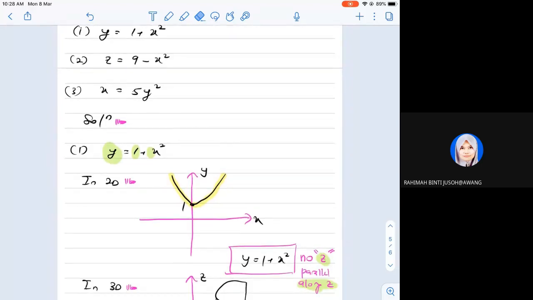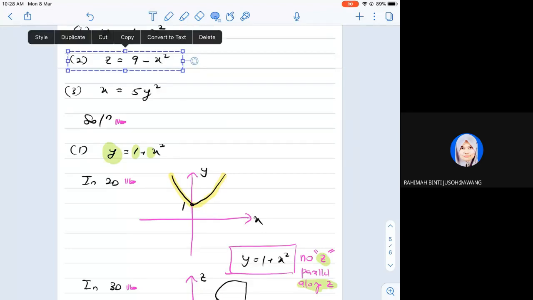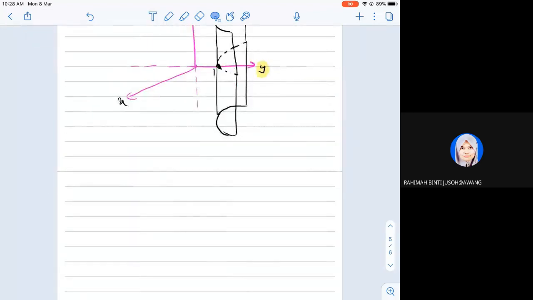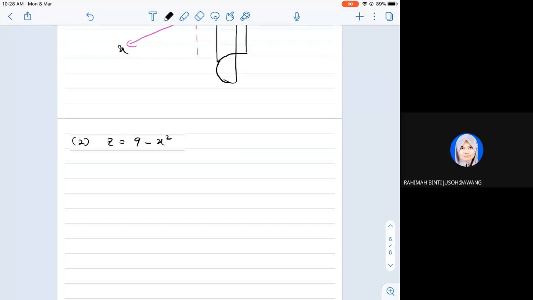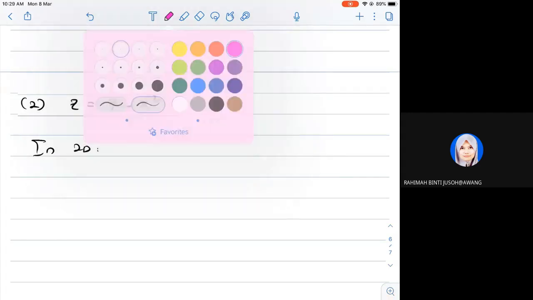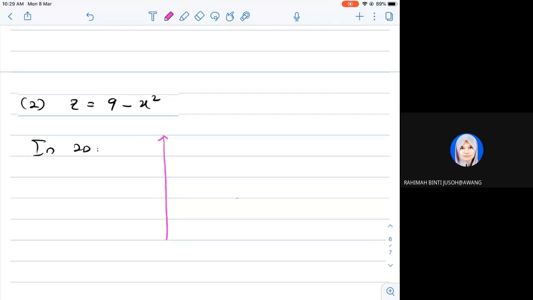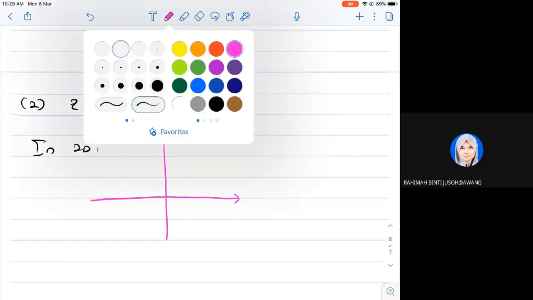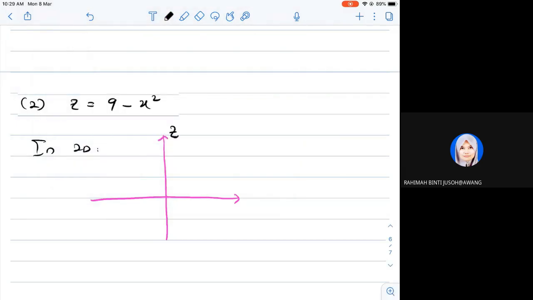So next, we have question number 2. Z equals to 9 minus x squared. Okay, dalam 2D, let's say kita buat step by step. In 2D, bila you nak buat 2D, when it comes to Z variable, you have to bear in mind Z couple dengan X, Z mesti menegak. Okay, Z mesti tegak vertical line. This is your Z. Okay, and then X sebelah tepi lah.